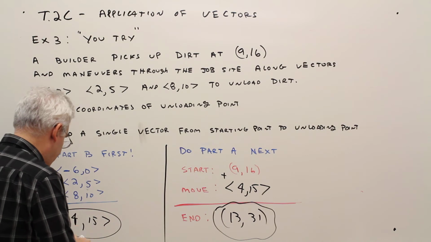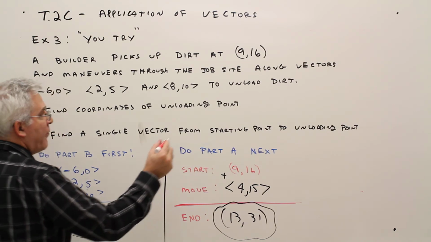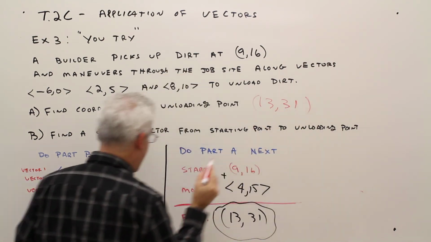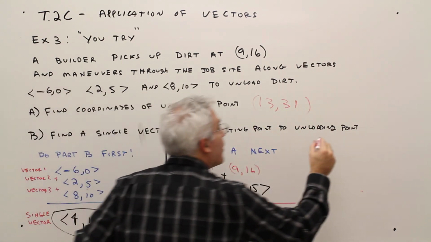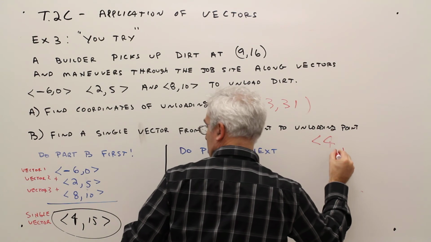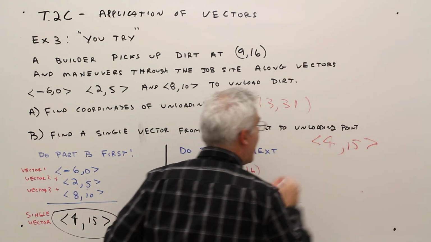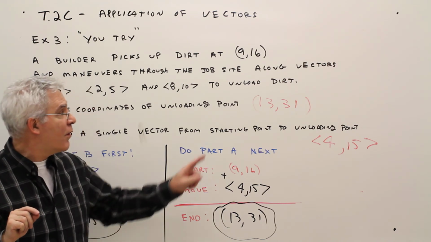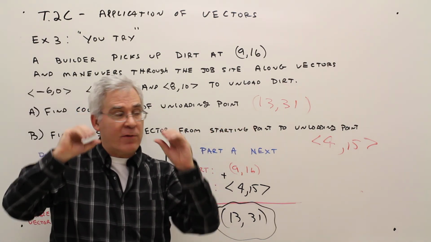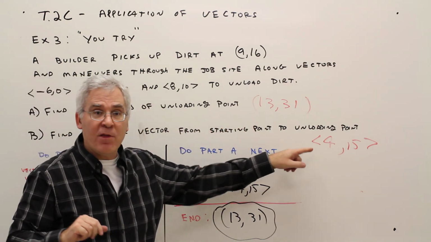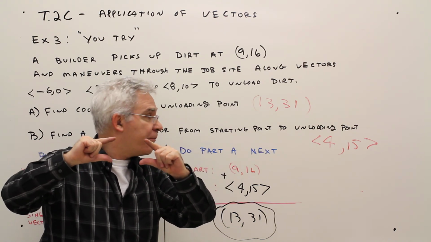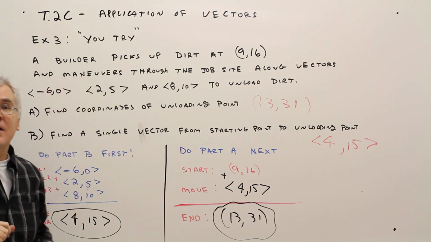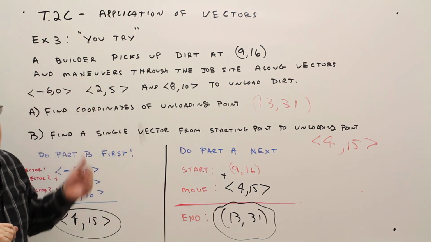So just to make sure that there's no misunderstanding, I'll write the answers here. So (13, 31), and ⟨4, 15⟩. I would like to emphasize you've got to be careful with your symbols. For coordinates, we need parentheses. For the component form of the vectors, we need the little triangle things. Okay, there you have it, an application of vectors.